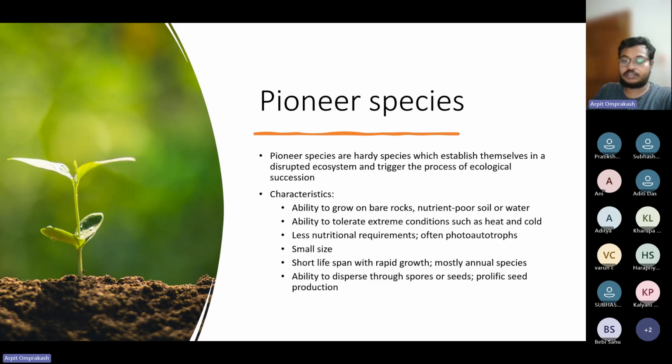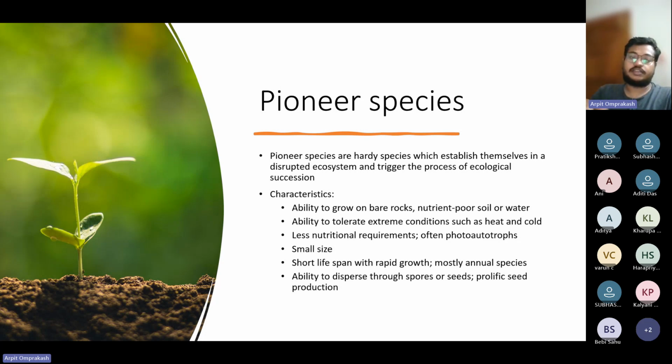They have very low nutritional requirements and are often photoautotrophs, so they don't depend on other organisms for their food. They are often small in size because, since they have low nutritional requirements, they produce a low amount of food, and that's why they are limited in size also. They have a very short lifespan, generally with very rapid growth, and are mostly annual species, so they'll be found in a particular favorable climate, but they will not survive if the climate is not favorable, and they won't be found year after year. They'll be found only in certain parts of the year.